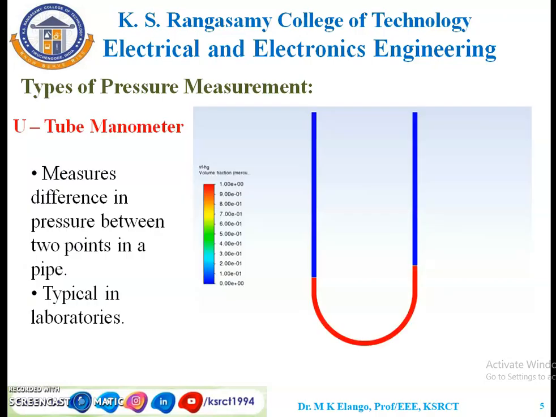The first one under the mechanical category is the U-tube manometer. In a U-tube manometer, it measures the pressure difference between two points in a pipe. It is a U-shaped pipe, shown in this slide. Depending on the pressure applied, we measure the difference with the help of this arrangement. This is the U-tube manometer, typically used in laboratory cases.